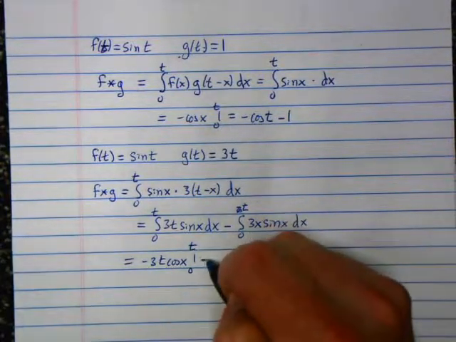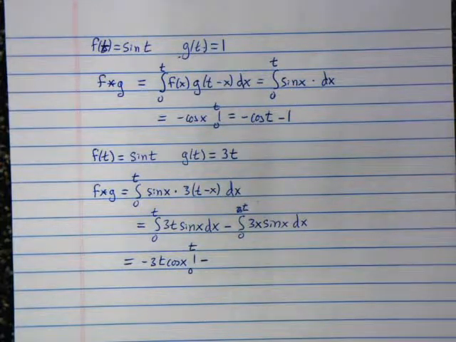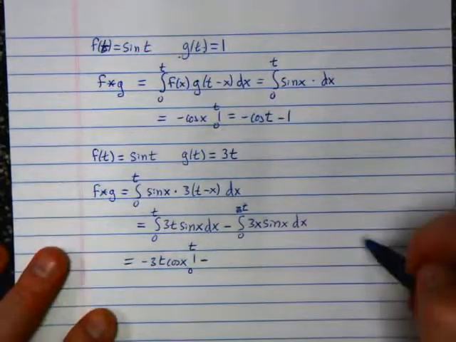Minus, what's the antiderivative of 3x sine x dx? That's an integration by parts problem. That's correct. Oh, you can use tabular method, right? I can use tabular method. In fact, I'm going to use tabular method. I like tabular method.